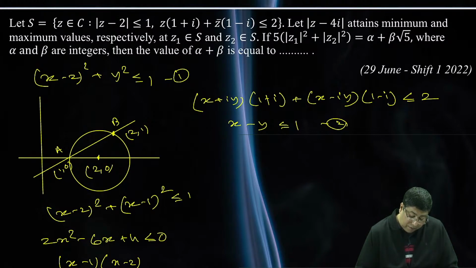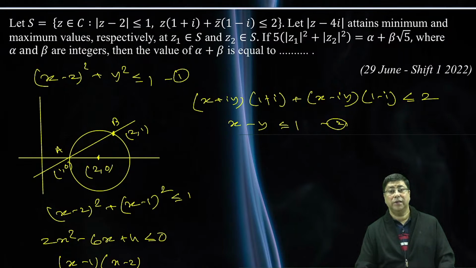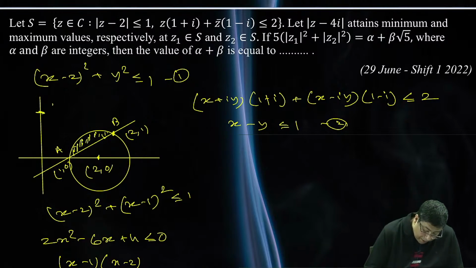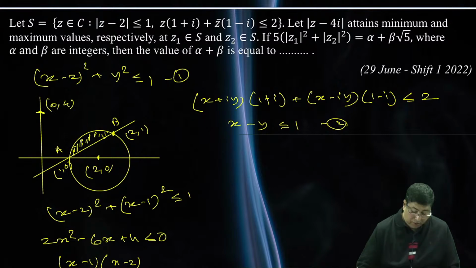the minimum distance of z from 4i. The common region is the answer. This is the common region, all the points are z. And 4i is (0, 4).